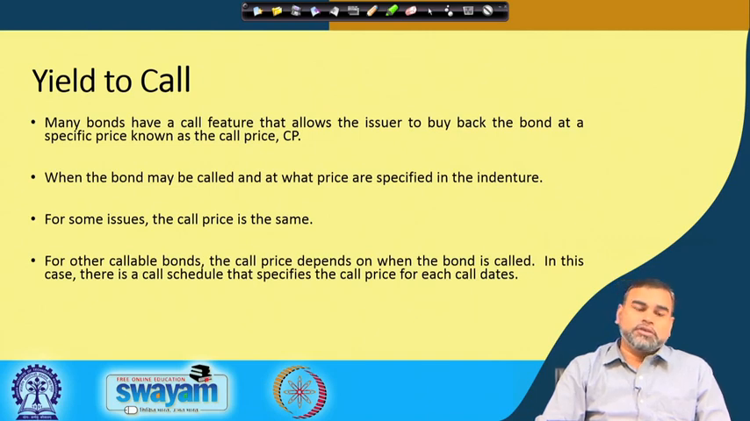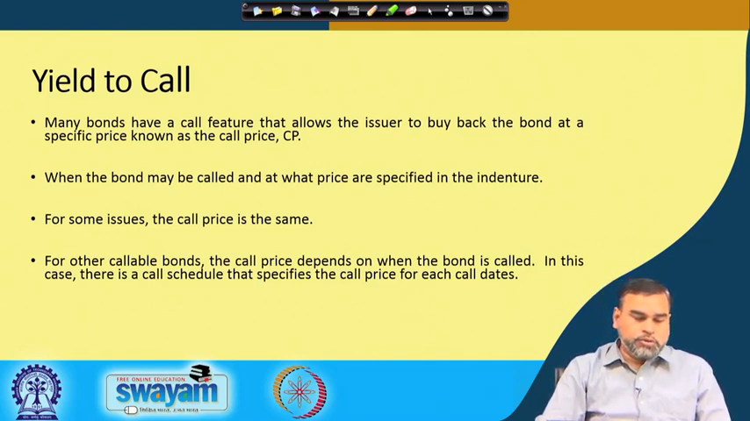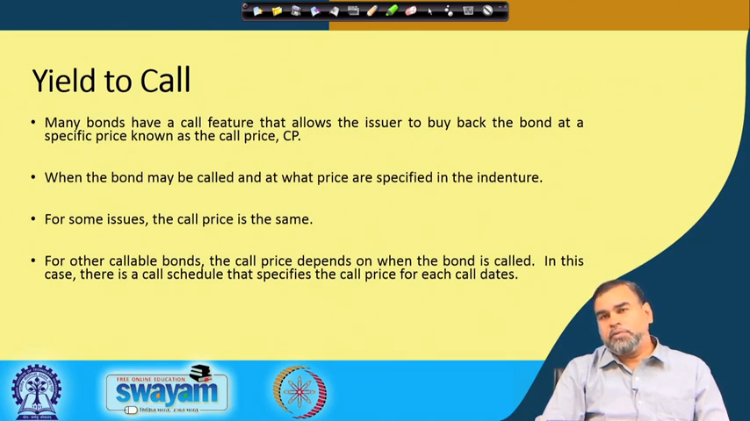The price at which the bond may be called is already specified in the indenture provision from the beginning, whenever the bond is issued. For some issues, the call price is the same, because there are different types of call dates in a call feature. Based on the call date, the call price may vary, or based on the call date, the call price may not vary.